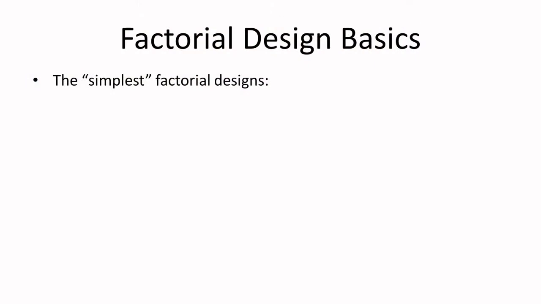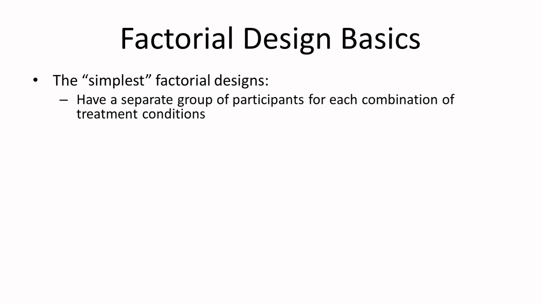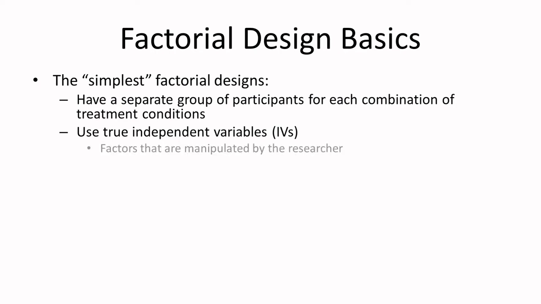So, when it comes to the basics of factorial design, the simplest designs have a separate group of participants for each combination of treatment conditions. They use true independent variables, not quasi-independent variables, like demographic stuff, like gender, for example. So, a true independent variable is one that can be manipulated by the researcher.